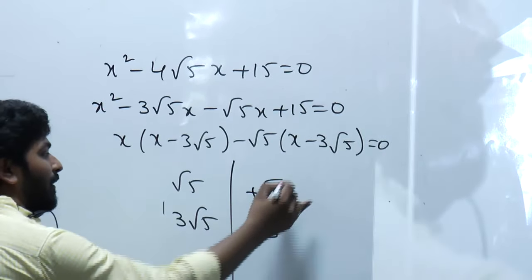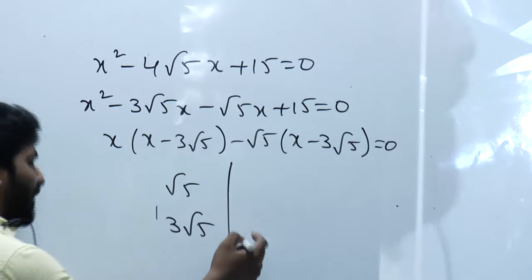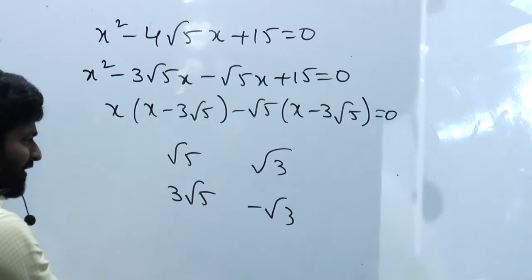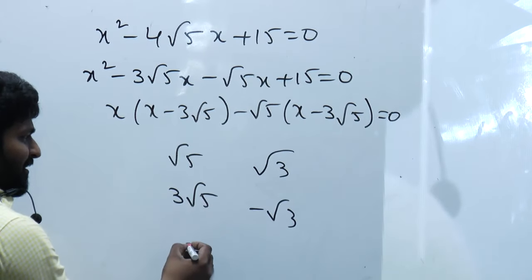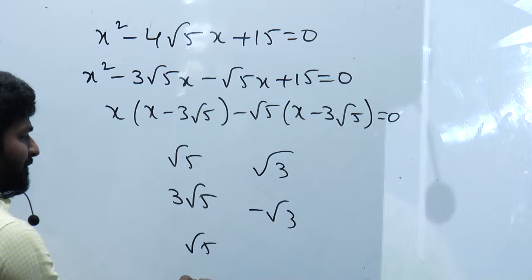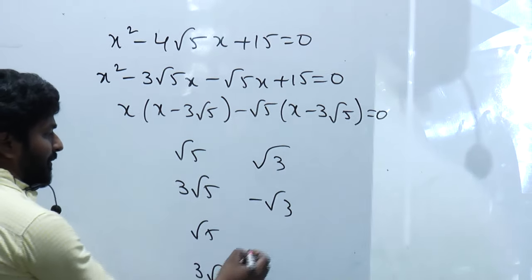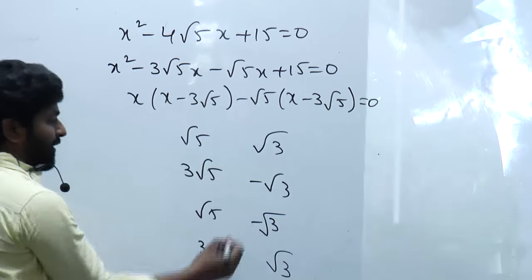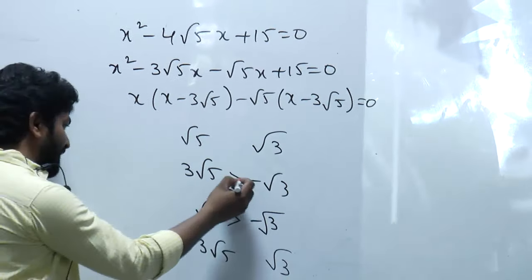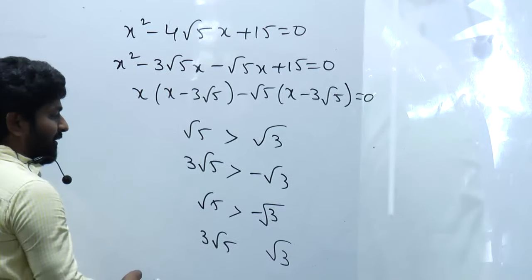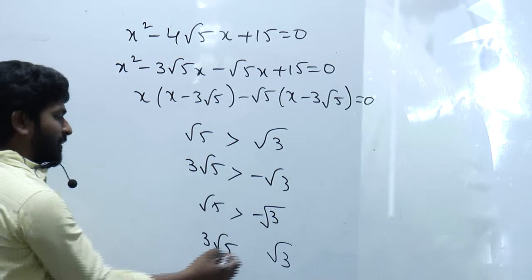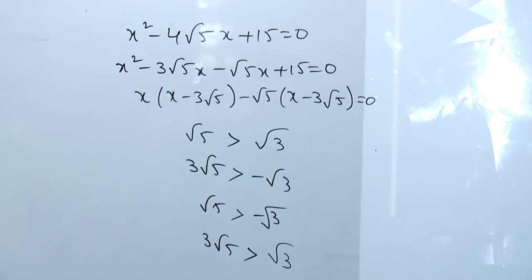3, okay? Y square is equal to 3, y is equal to plus or minus root 3. Enough, I think? Root 5, 3 root 5, minus root 3, plus root 3. X greater than, x greater than, x greater than, yes, everywhere x is greater than y.